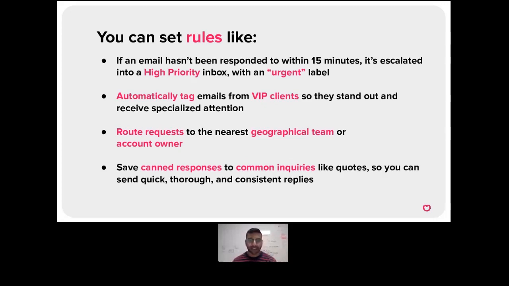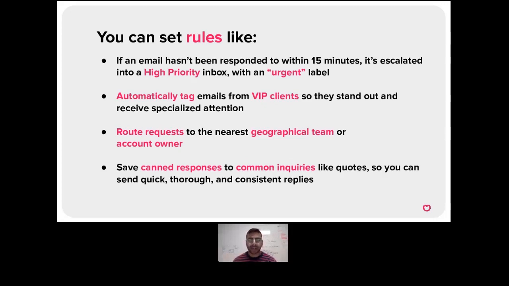You can automatically tag emails from VIP clients, like I mentioned. You could route requests to the nearest geographical team or account owner. For example, we're here in SF, and we have an office in Paris. When the SF office is sleeping, we automatically route our customer emails to our Paris office. You could do it to an individual as well, so that you can provide 24/7 customer service pretty easily.